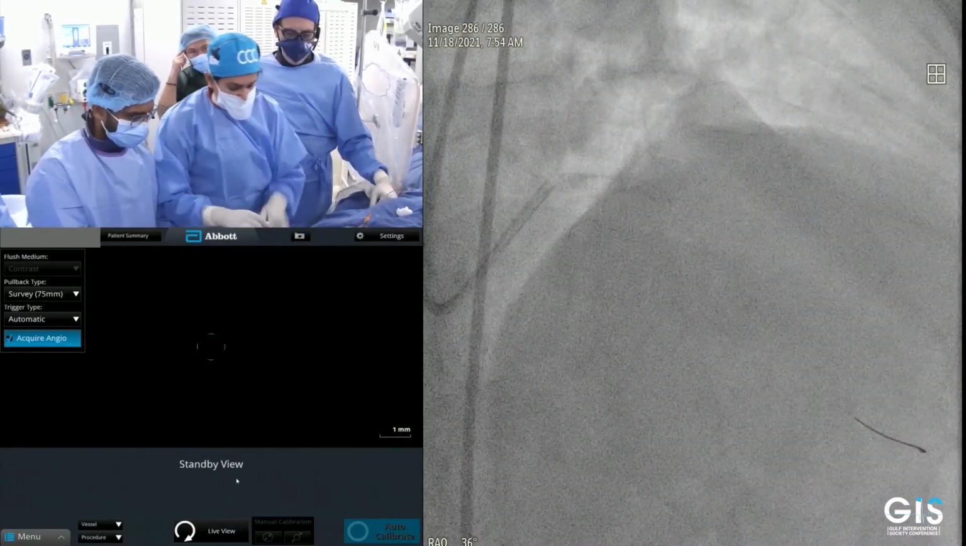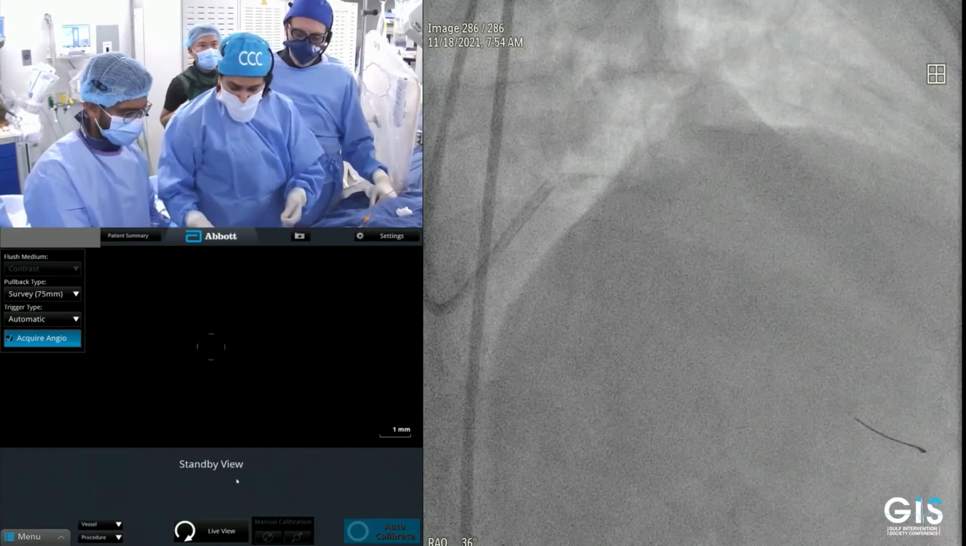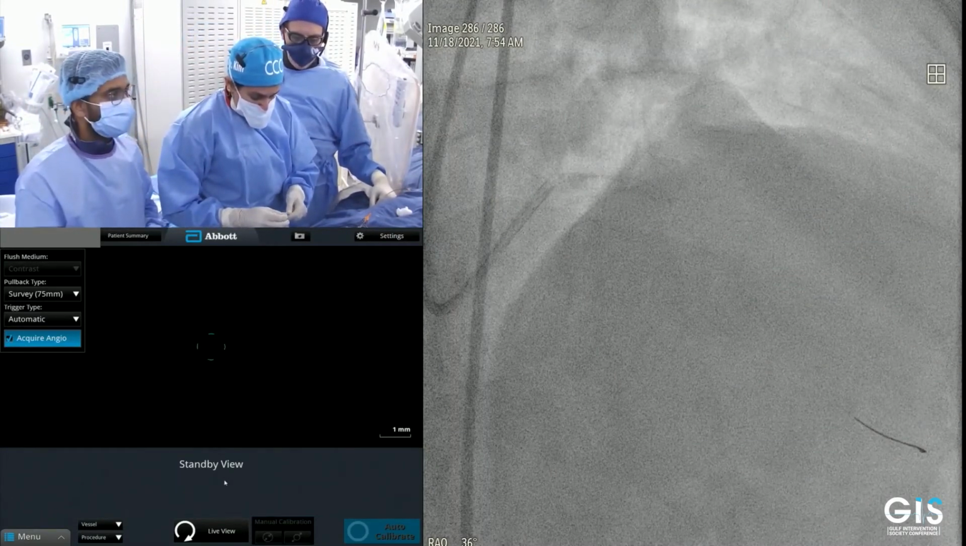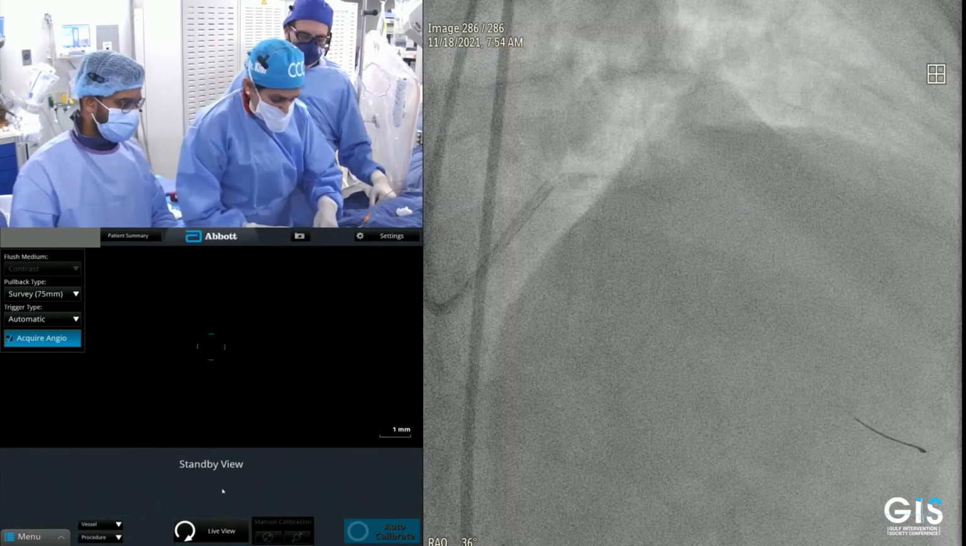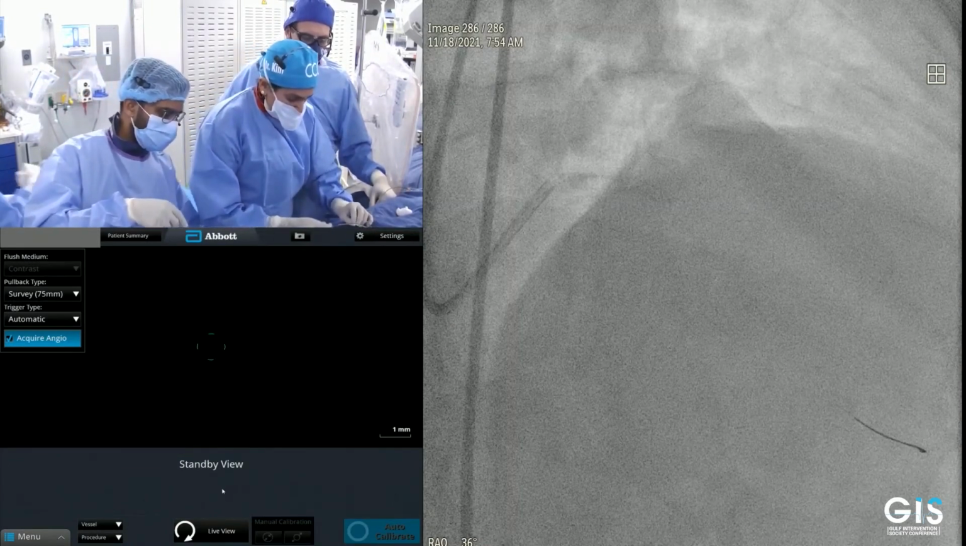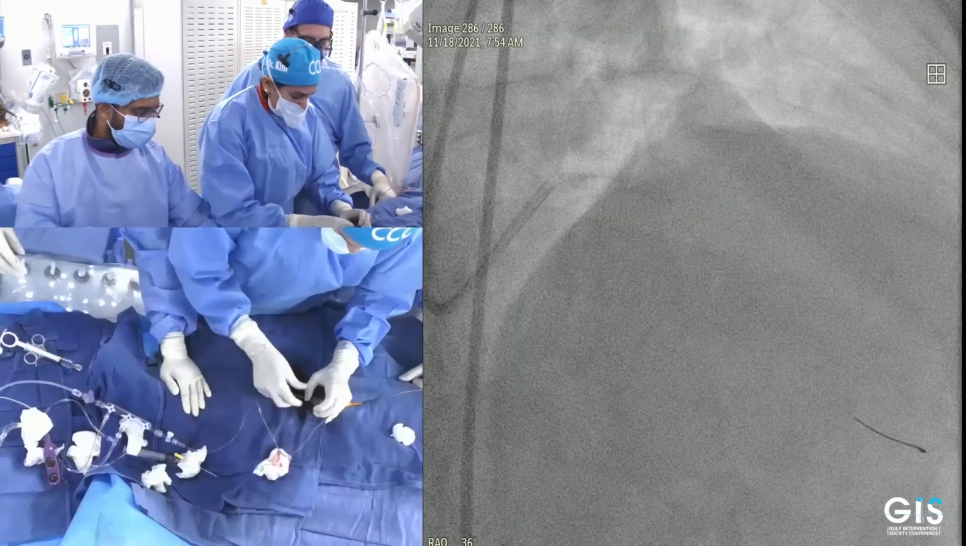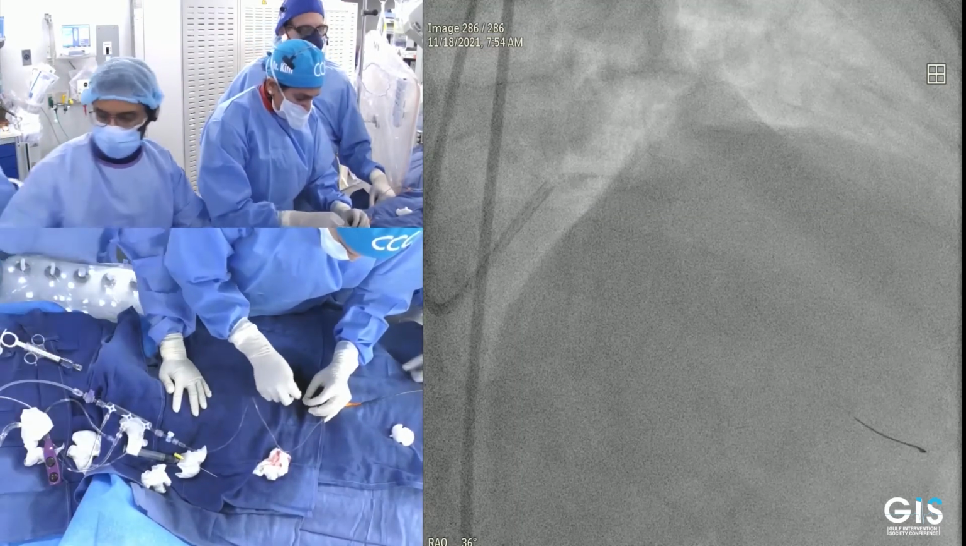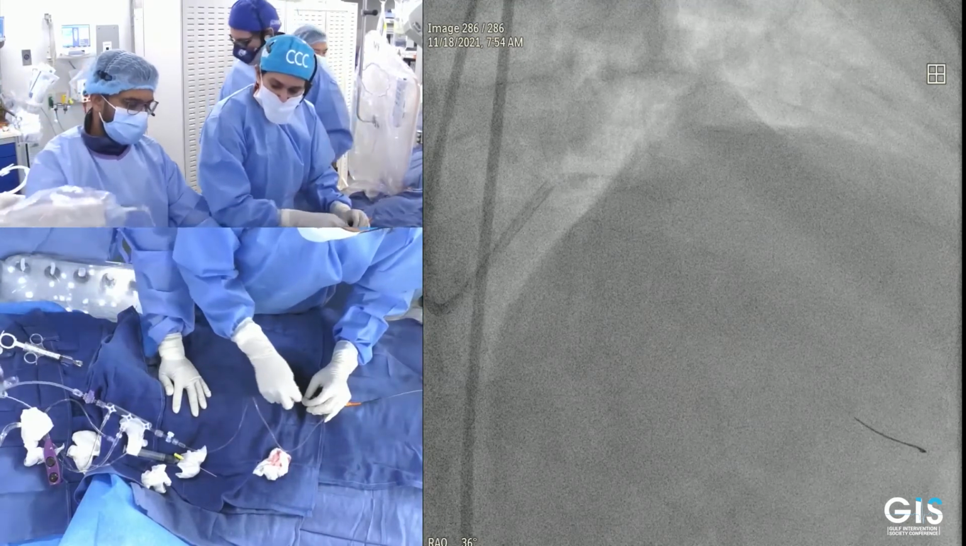And the diagonal has great flow. There is no issue in the ostium of the diagonal. I think at this point we can remove this wire and we decide after the OCT whether we need to rewire the diagonal or not. So you remove the wire after POT or before POT?